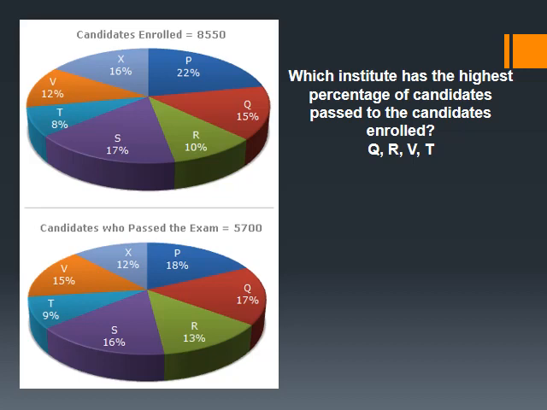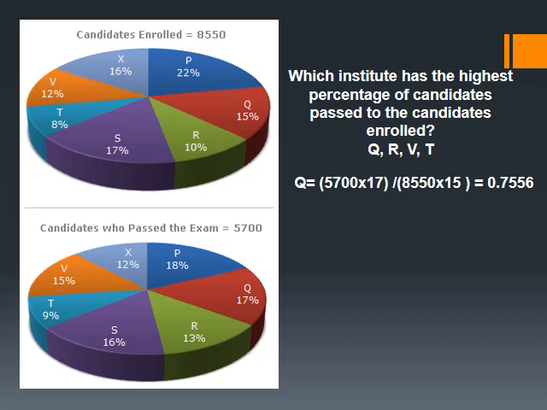So what we have to do is that, just like in the previous question, we found out the percentage for T. Similarly, we have to calculate the percentage of pass out of the total number of students enrolled for each institute. So for example, for the institute Q, how do you find it? 17%, the first chart indicates 17%, the second chart indicates 16%, it's not 17, I'm sorry.